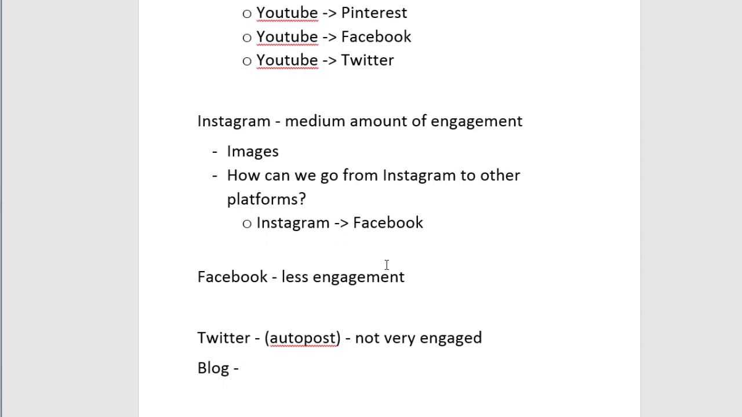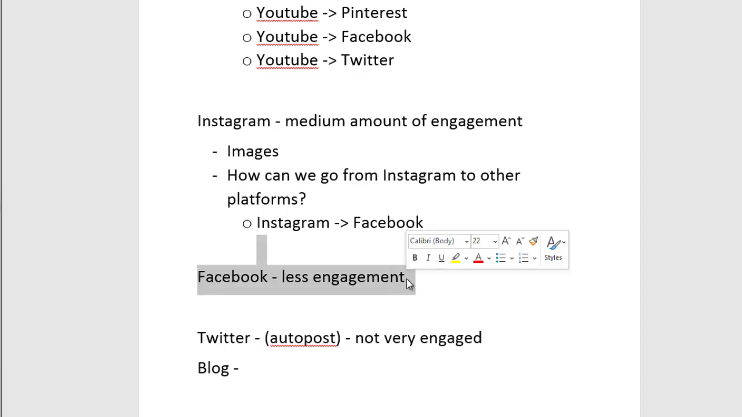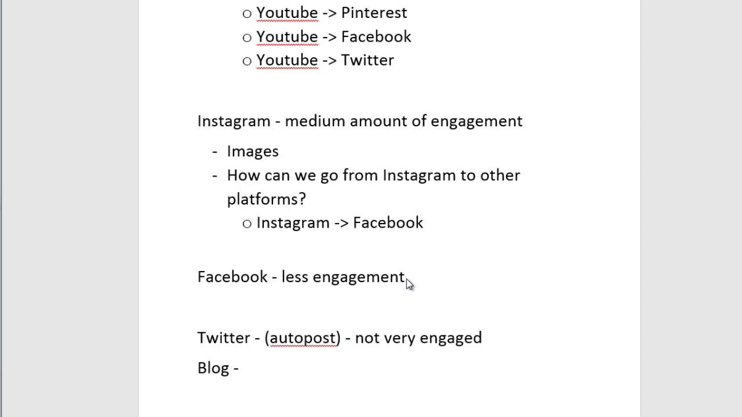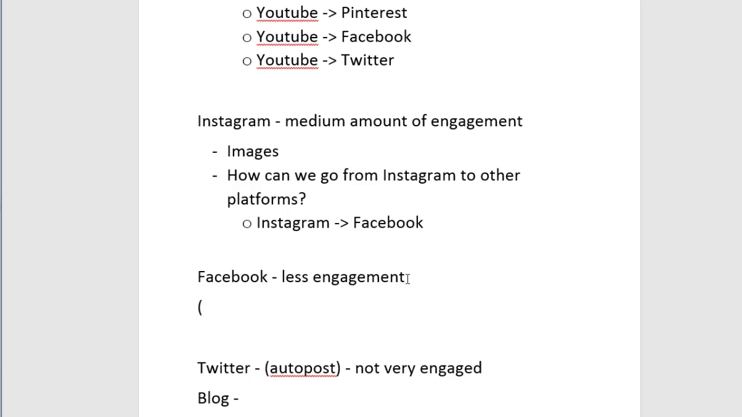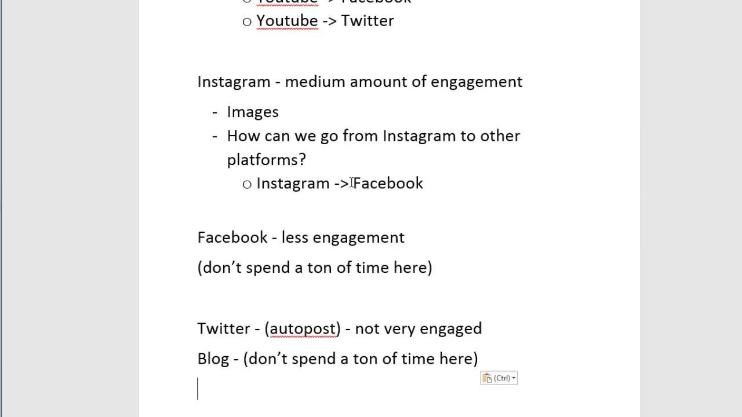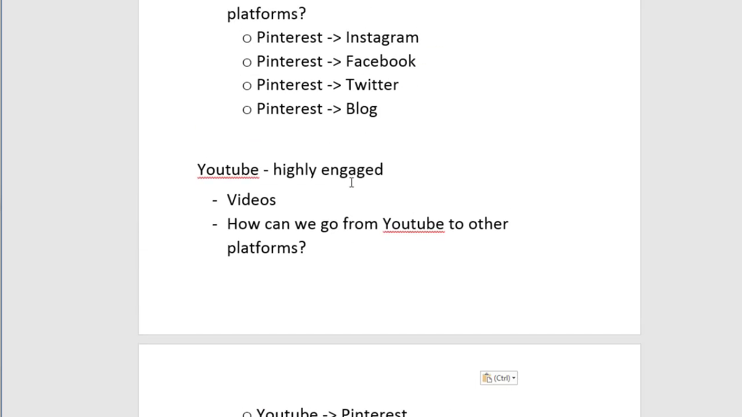So with Twitter, we're simply using that as a means to auto post. We don't have to really upload content to Twitter. Facebook in this case, I'm gonna use very, very similarly. So we're gonna put down here, this is gonna be the end goal of posting. So this is gonna be a place where we don't have to spend a lot of time. So don't spend a ton of time here. Unless, of course, you get comments and engagement. Then you can comment on people's comments.